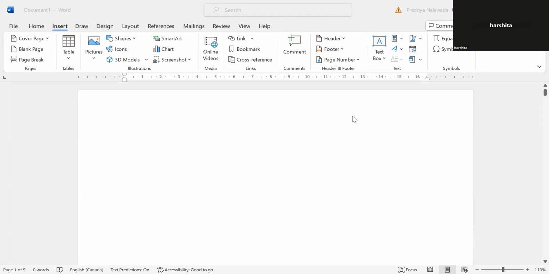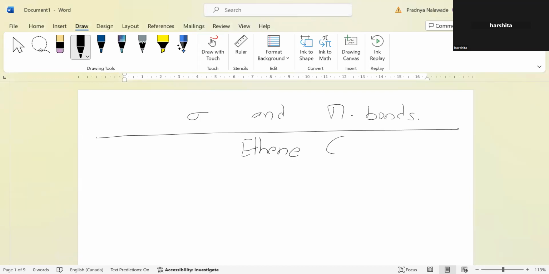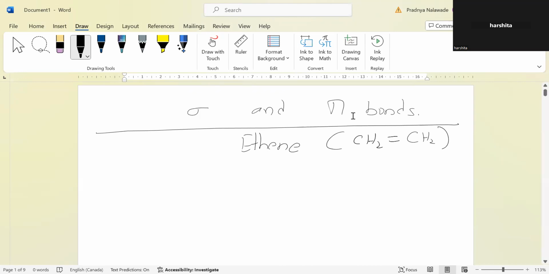Okay. So you said that you need the information about sigma bonds and pi bonds, right? Okay. So now what I'll do is I'll take the example of ethene, right? Ethene is made up of CH2 double bond CH2, right? Ethene has a double bond, that means it has a sigma bond and a pi bond. Now we'll try and understand how this sigma and pi bond is formed.